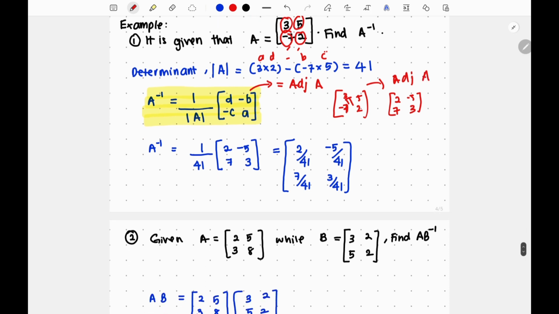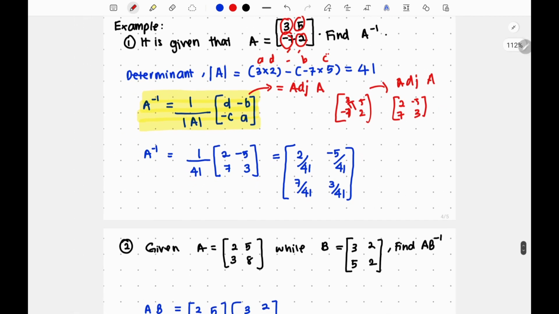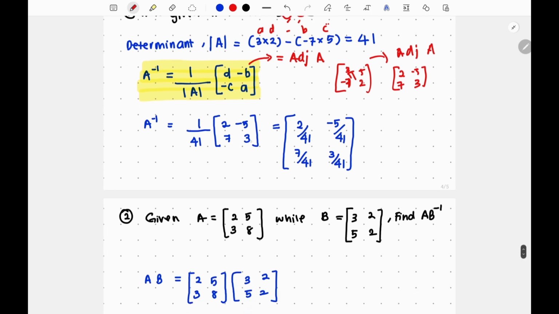After that you just insert into the formula, and then you find the A inverse, where 2 divided by 41 you get 2 over 41, and then until you get 3 over 41.